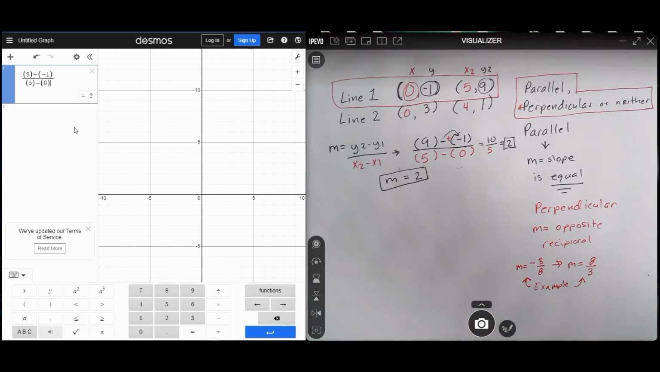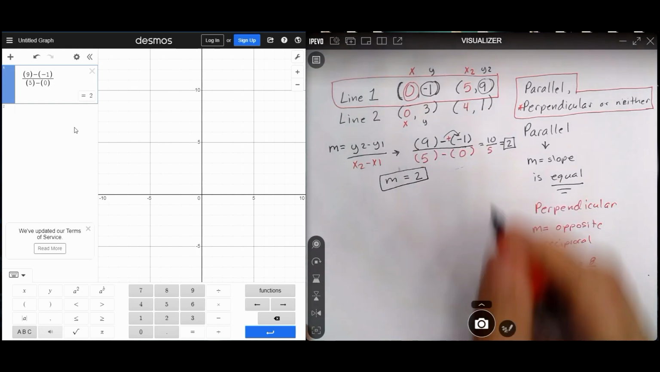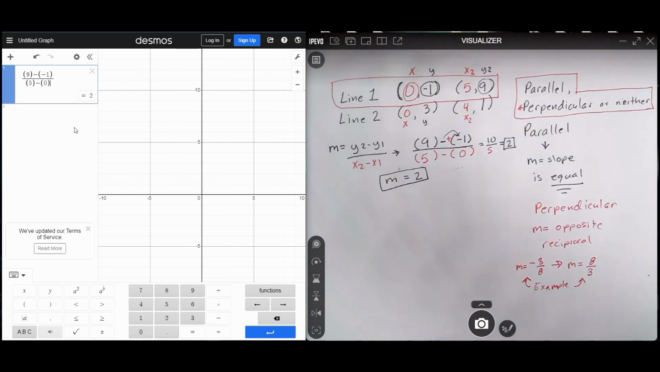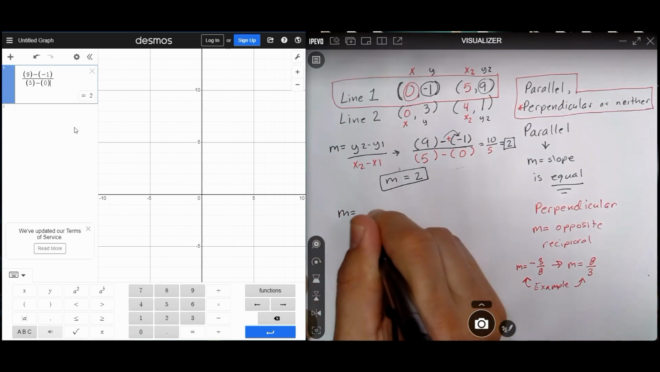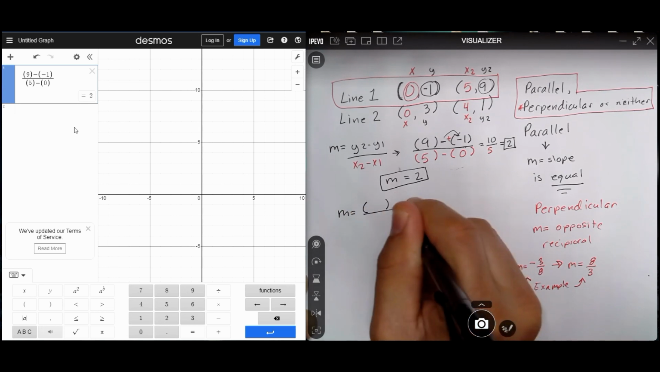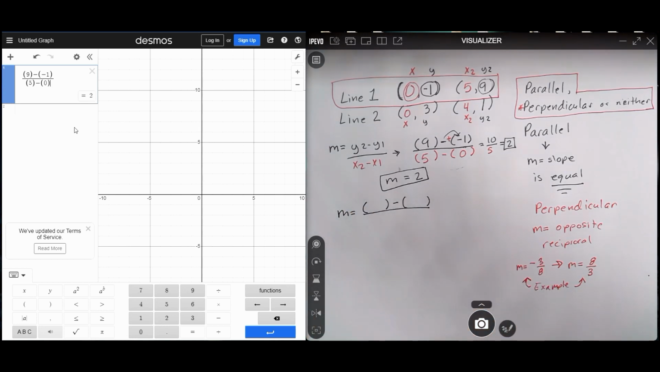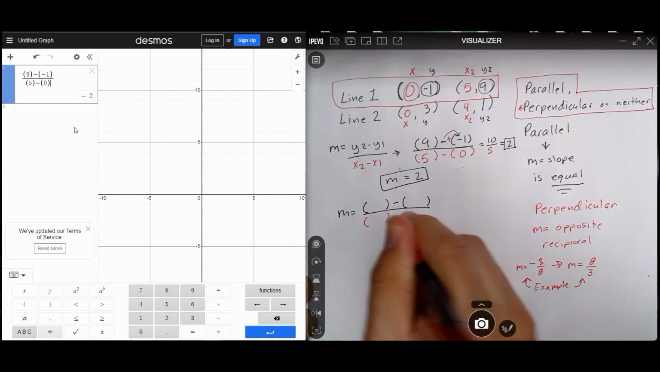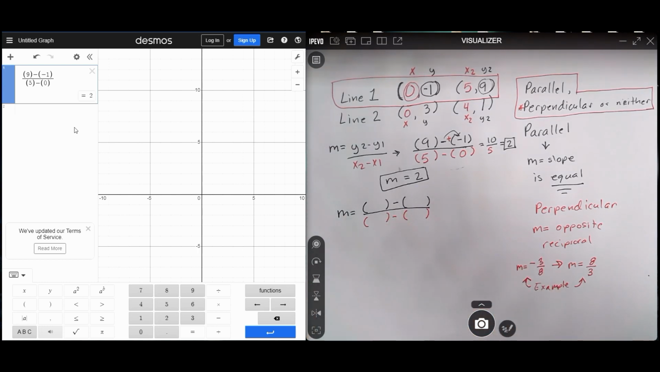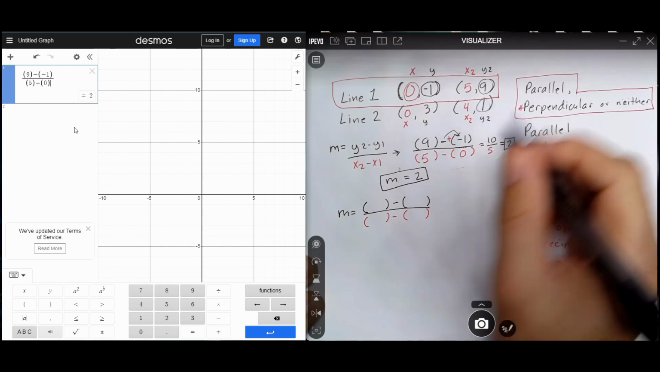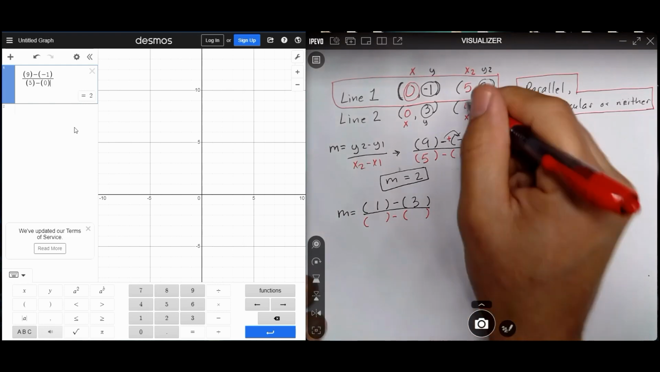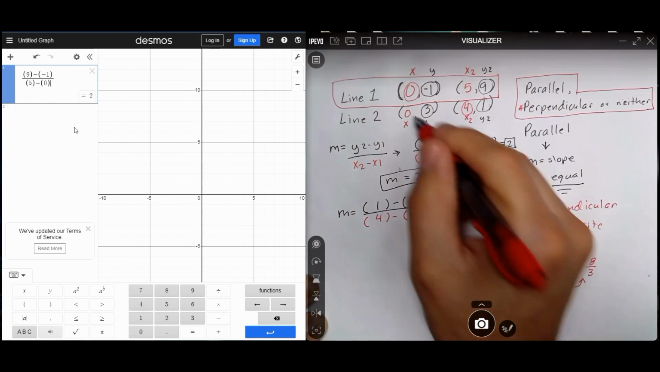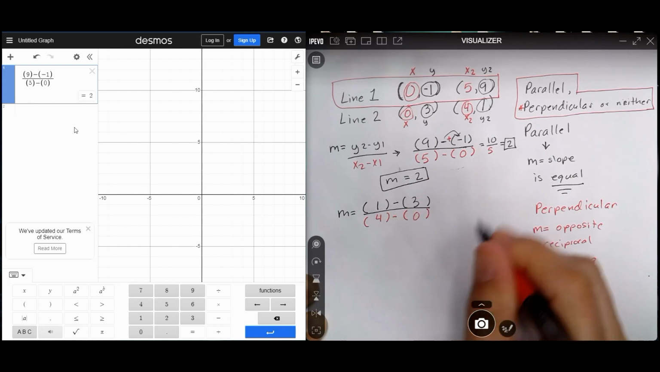So we're going to do line number 2. Let me go ahead and label it. That's my x1 value, that's my y1 value. That's going to be my x2, and that's going to be my y2. Okay, so we got m is equal to my y2 value minus my y1 value over my x2 value minus my x1 value. And if I start substituting numbers, y2 is going to be a 1. y1 is just going to be a 3. x2 is going to be a 4. And x1 is going to be a 0.